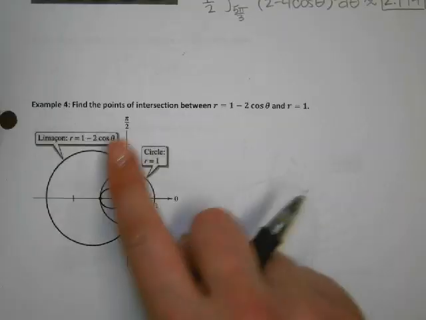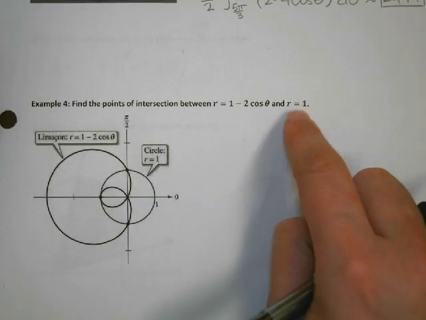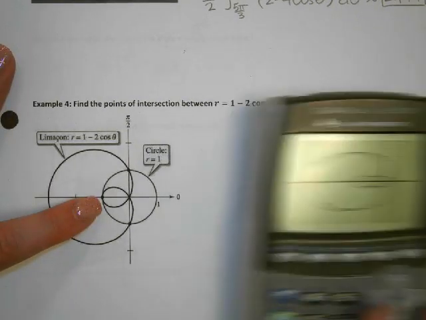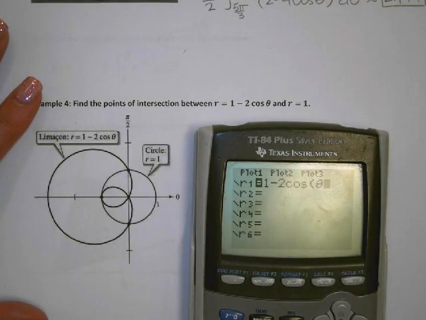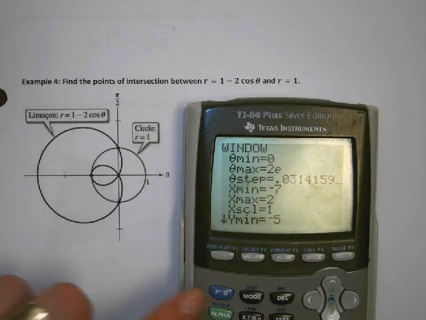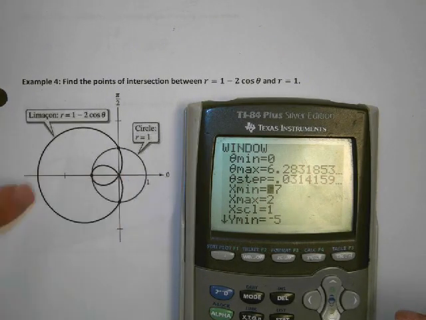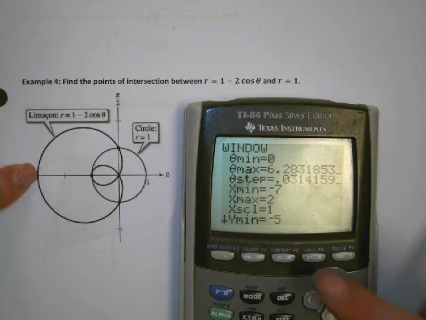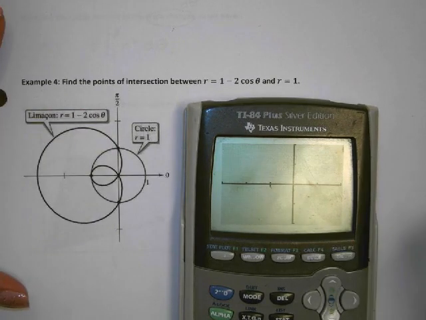Okay, so next it says find the points of intersection between the limaçon and the circle r equals 1. And so I'm going to go ahead and graph this so you guys can see what it looks like. So 1 minus 2 cos theta, r equals 1. I'm going to go back to 0 to 2 pi. And then this is 1, so I'll make my window go from -3 to 2, and then -2 to 2. Okay, so you can see it.